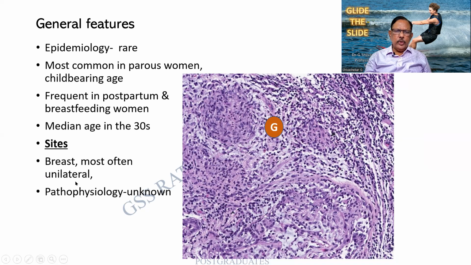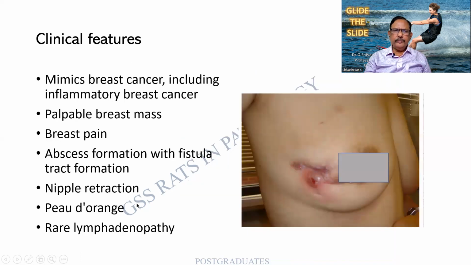In the breast, it is usually unilateral and the pathology is of unknown origin, unless it is proved otherwise. The problem is it mimics a cancer, including inflammatory breast cancer. It can be a palpable mass presenting with pain. Pain can be a clue over here because generally my professor used to say, absence of pain is an ominous sign, suspicious of malignancy. In addition to it, there can be the formation of abscess and a fistula.